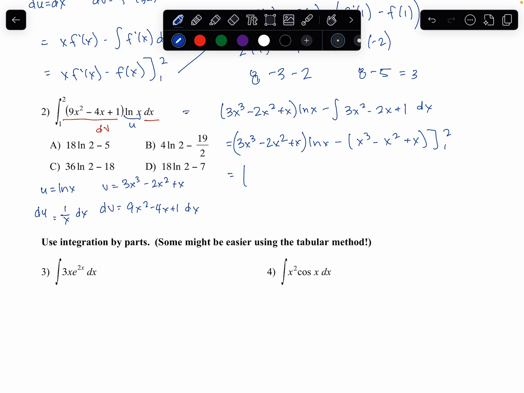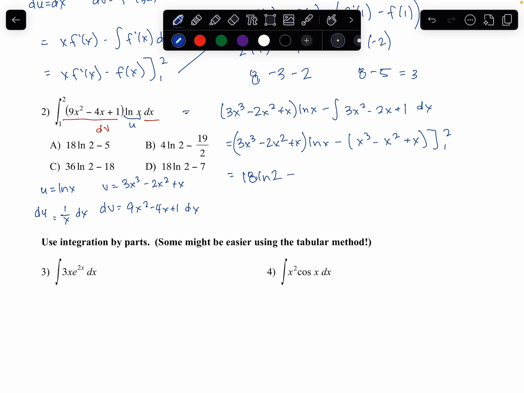Okay, plug in 2, so it's going to be 3 times 8 minus 2 times 4 plus 2. So I get, hopefully, 18. So, I get 18 natural log of 2. Okay, I'm seeing that here in a couple of them, so I think that's right, hopefully.